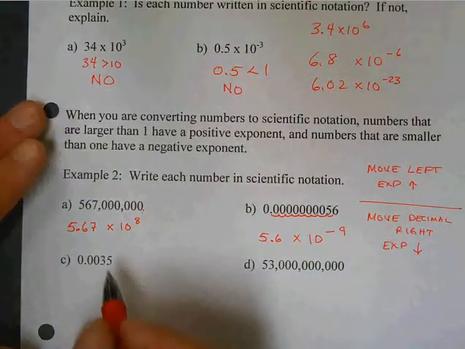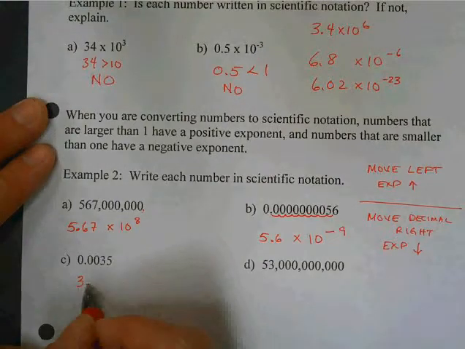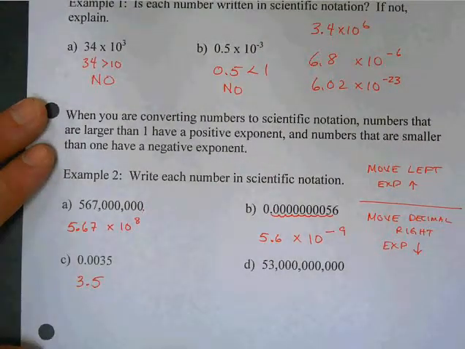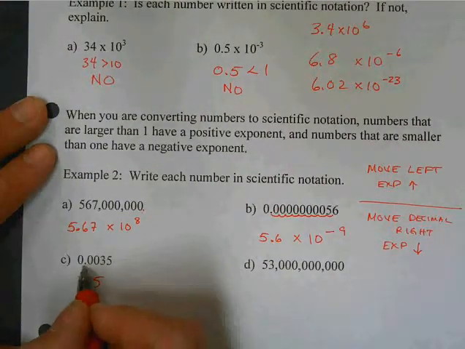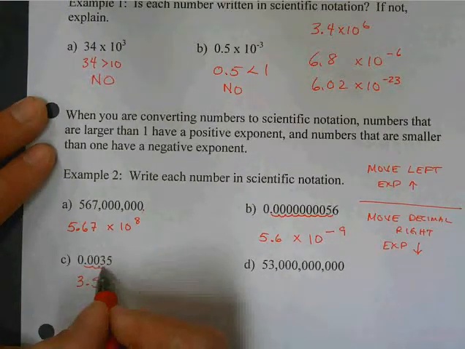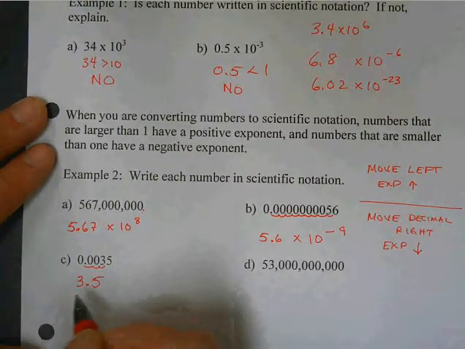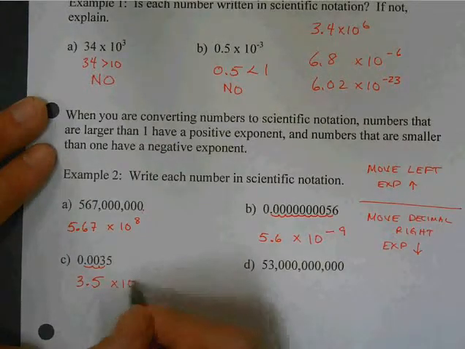So here, 3.5. How many decimal places, Jalon? Count with me. Do I go more? No. So that's times 10 to the negative 3.